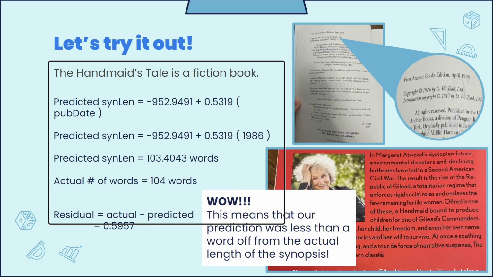But wait, that shouldn't happen. Didn't we say that the standard deviation was 60? We just got lucky. What does that mean? We'll find out later.